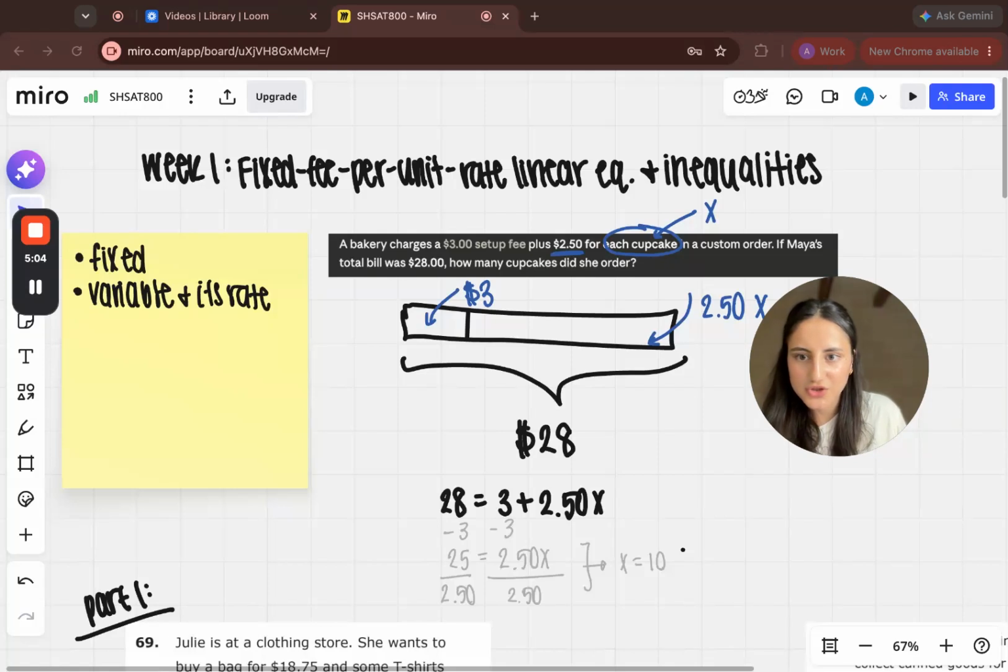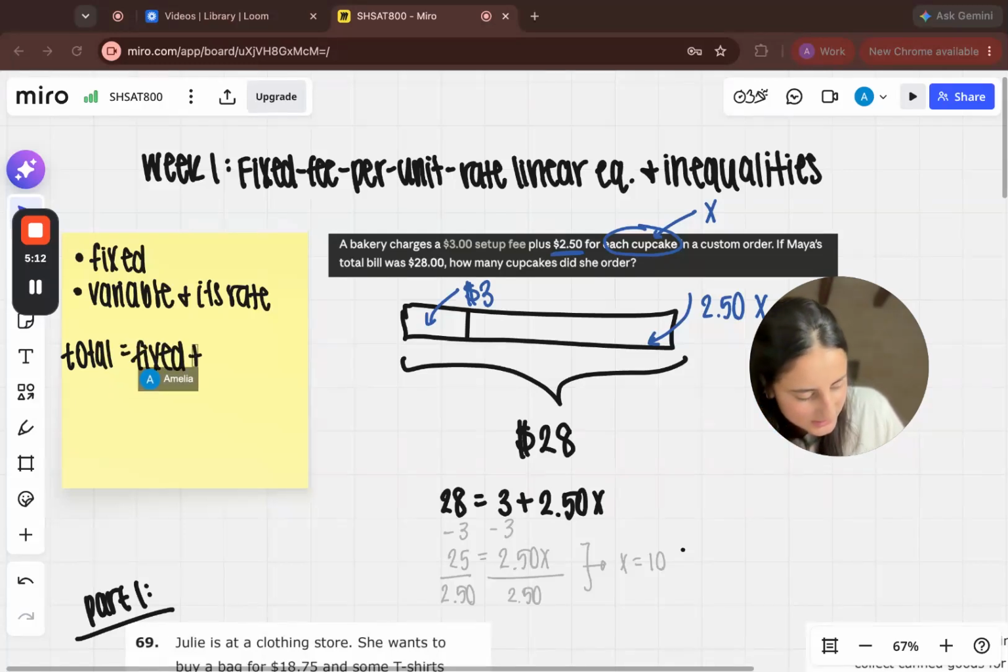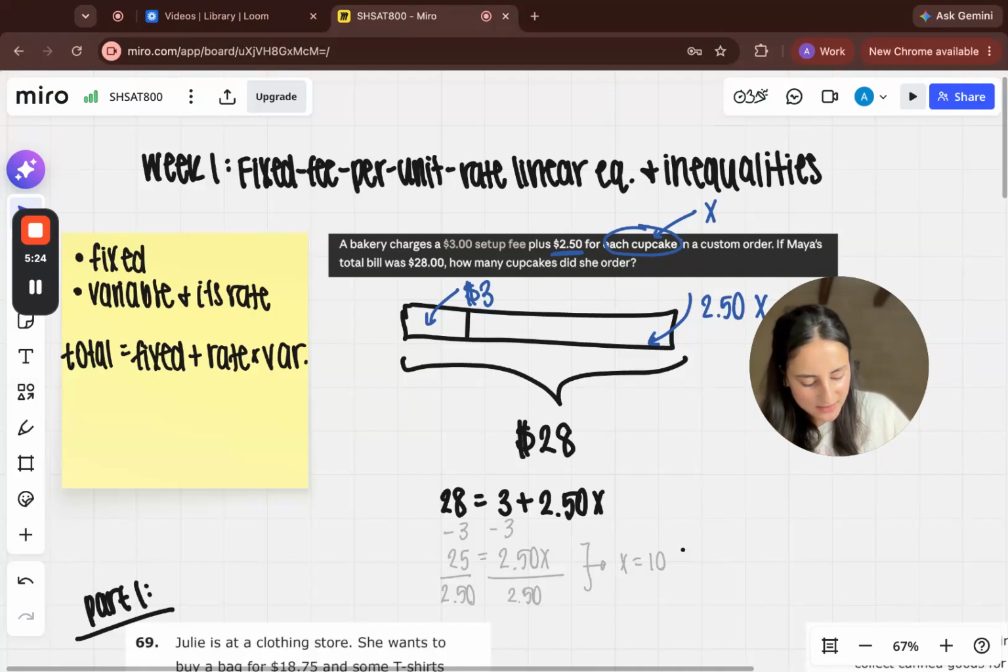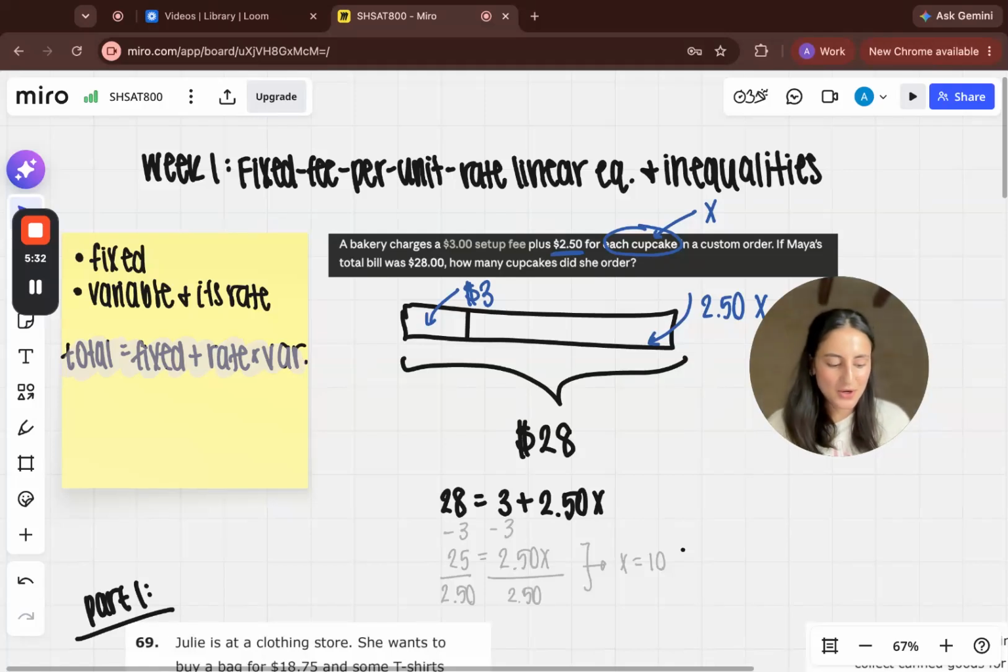It's going to be the total is equal to the fixed plus the rate times the variable. So as we work along through these questions, I want you to keep returning to this equation that we just identified over here. I'm just going to quickly highlight that. Okay, perfect. So let's keep that in mind as we work through.